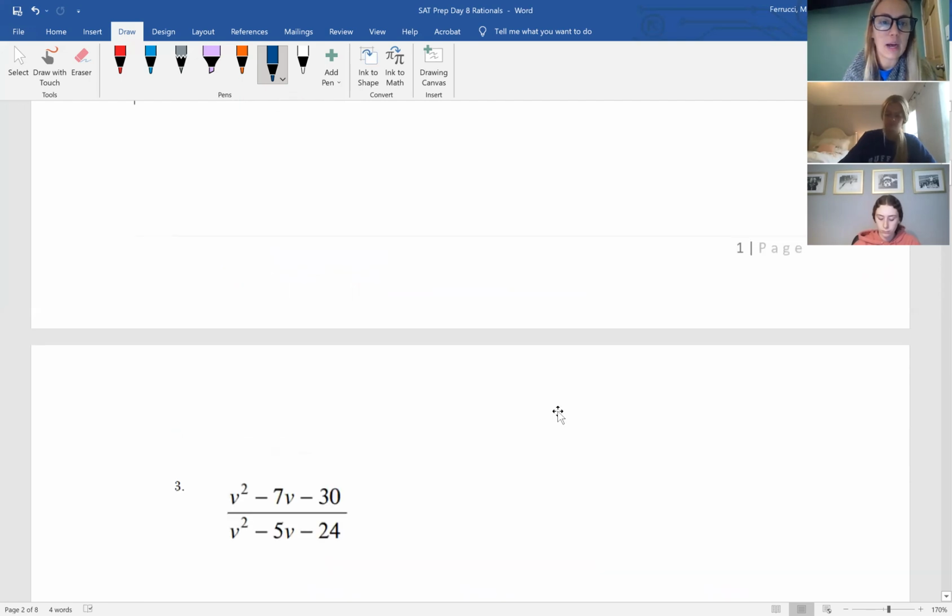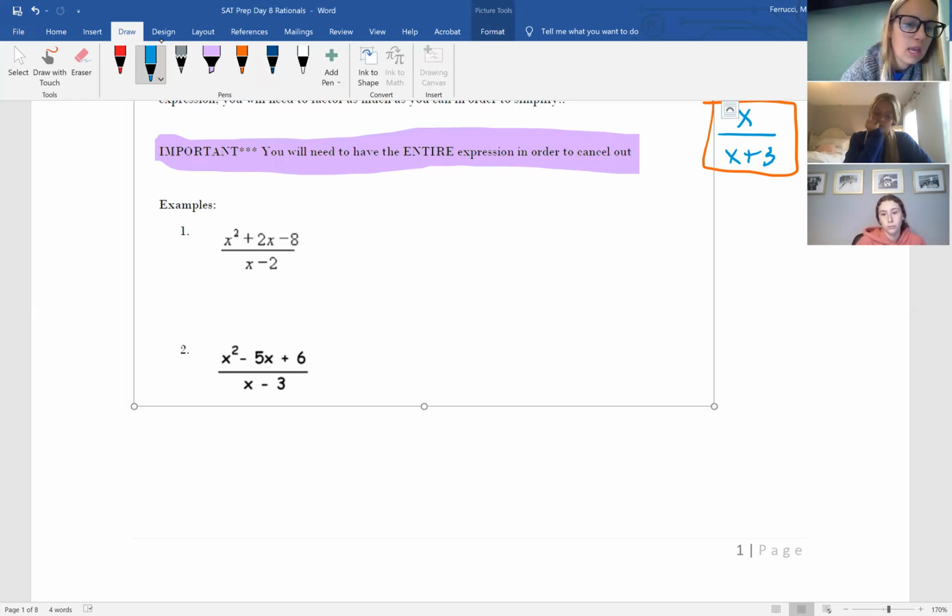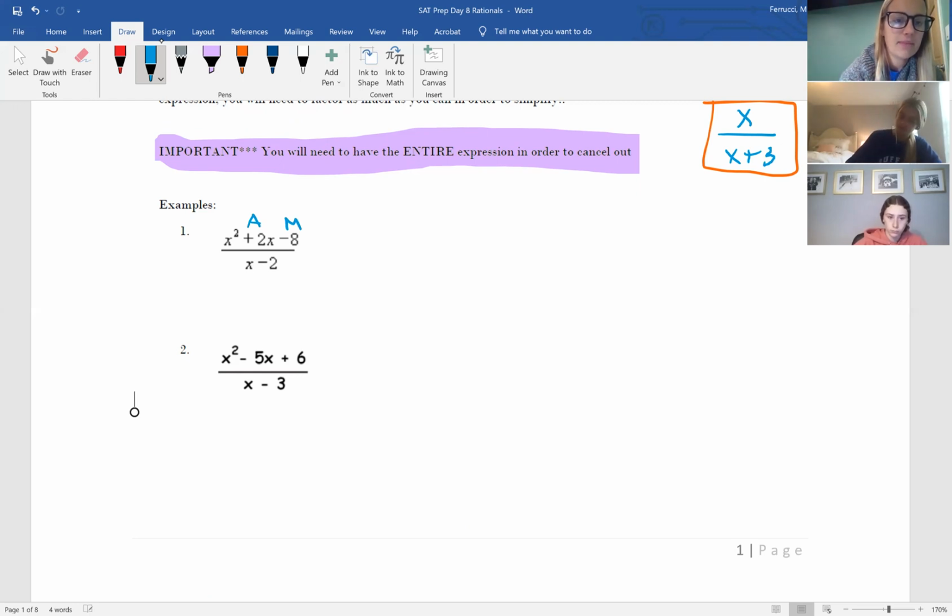Okay. Anyway, so let's look at these. I'm going to do the first one. You guys are going to do the second one. So looking at the first one, the bottom is a binomial, and there's no exponents or anything like that. So that's as simplified as you can get it. The top one, we can factor it because we want a double bubble that adds to 2 and multiplies to -8.